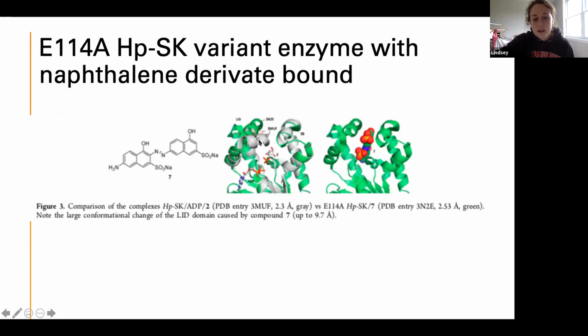And so you can see here in gray, this is with shikimate acid bound, and then in green is with compound 7 bound to it. And you can see that compound 7 forces it into a more open conformation of the enzyme, so basically catalysis can't happen. And the way that it does this is it actually displaces an essential arginine. And so then it changes the lid domain specifically so that the enzyme can't close and catalysis cannot happen.